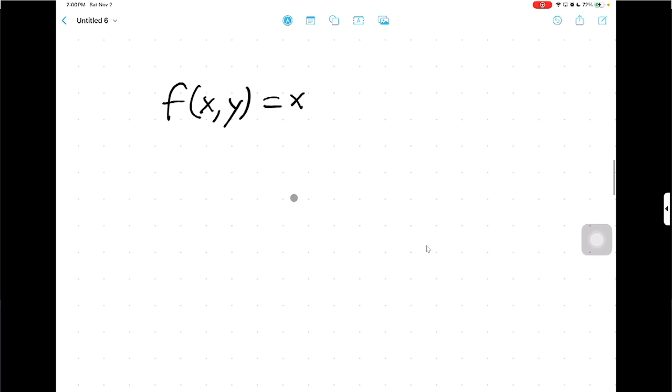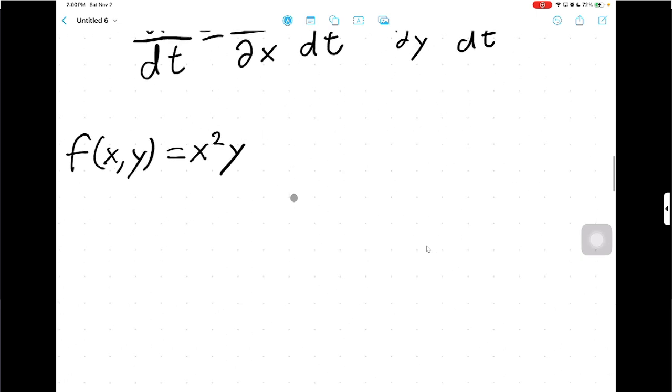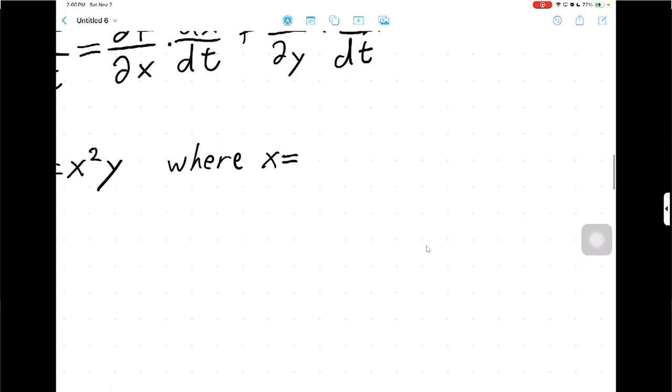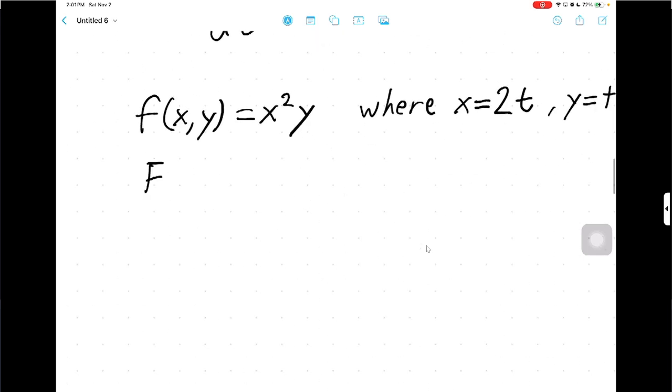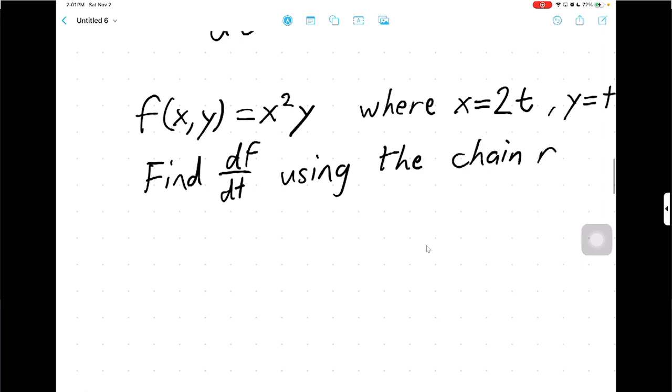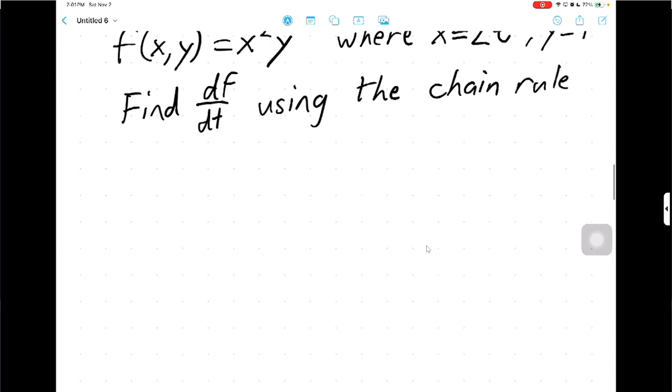So let's just have an example of this just to illustrate what we have. Suppose we had f of x, y is equal to x squared y, where x is equal to 2t and y is equal to t squared. And we wanted to find df dt using the chain rule, and only the chain rule, because there is another way to do it in this situation, but we're going to try to use the chain rule for this.